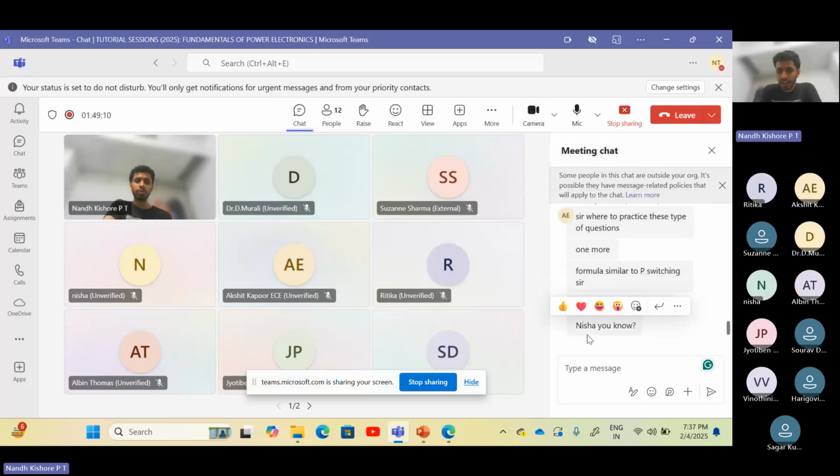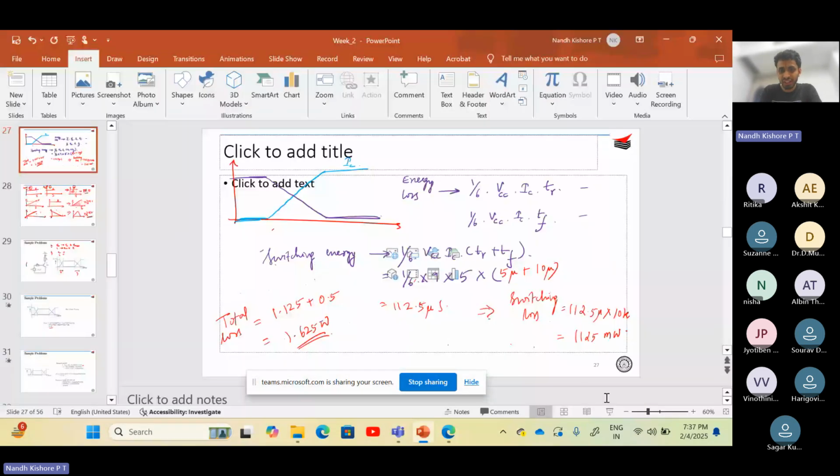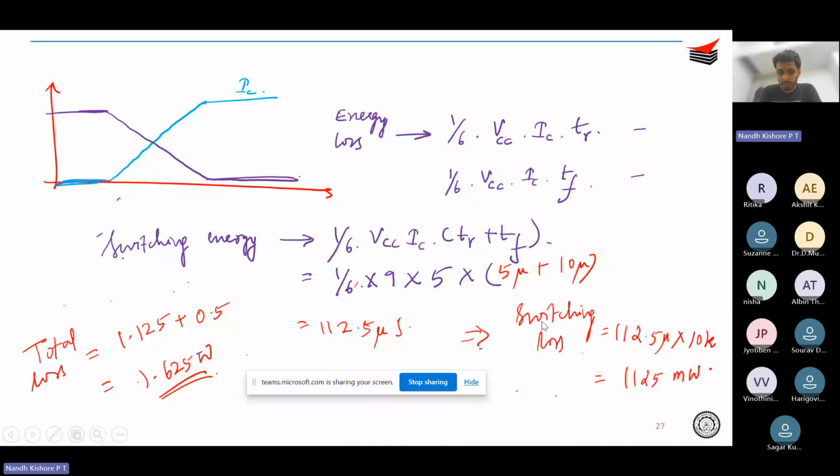So what is 10K in switching loss? We found out the switching energy, which is in microjoules. So how do you convert joules to watts? Energy is watt into time. So what about your watt, that is, your power loss?